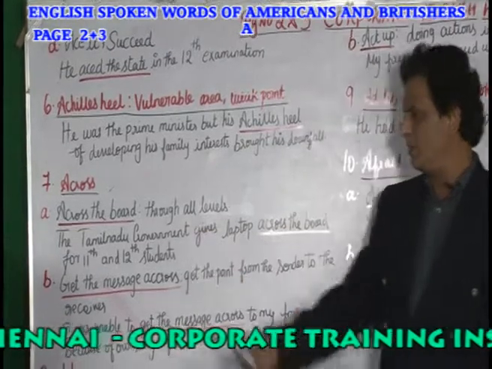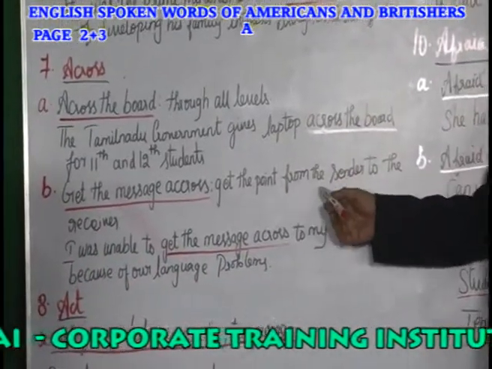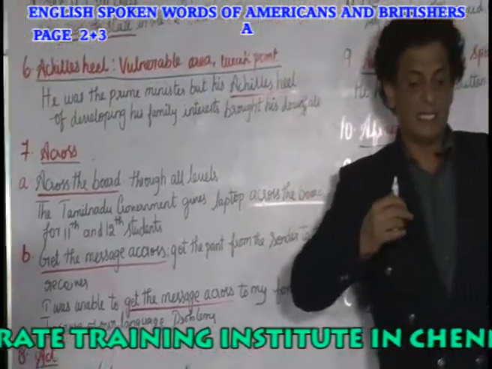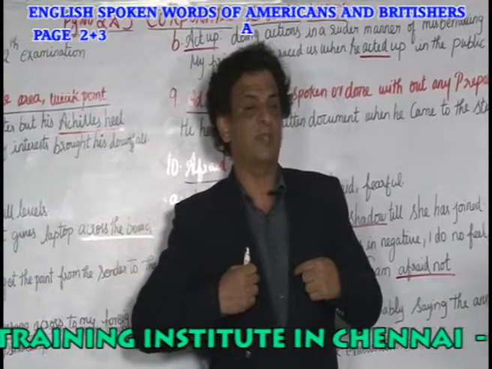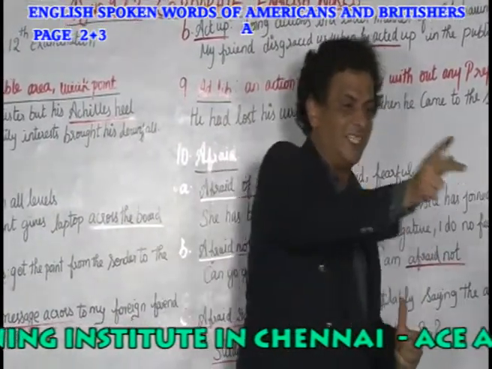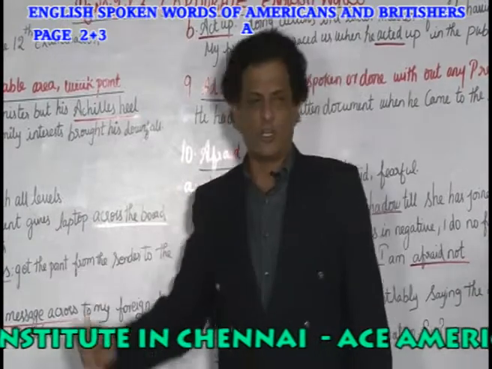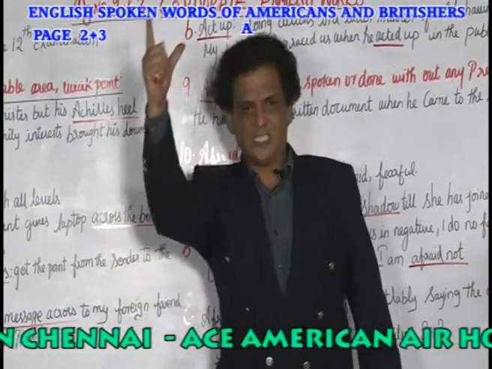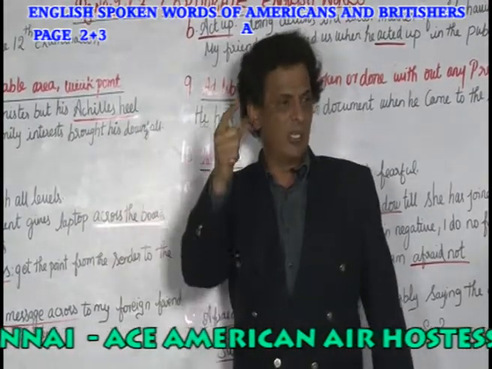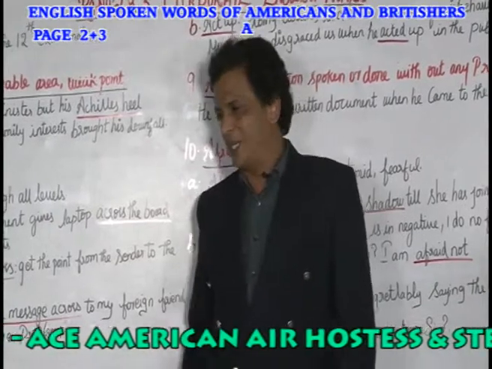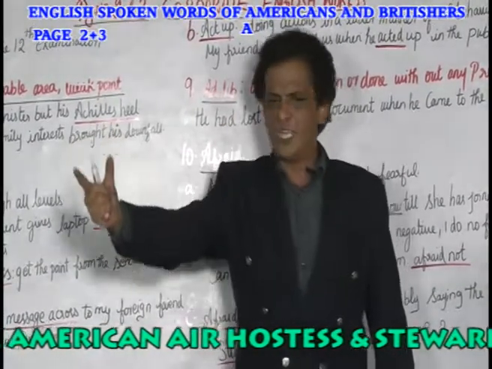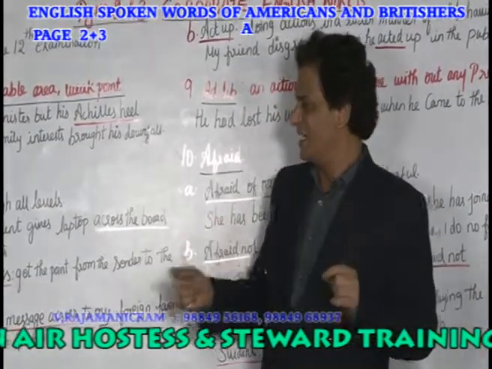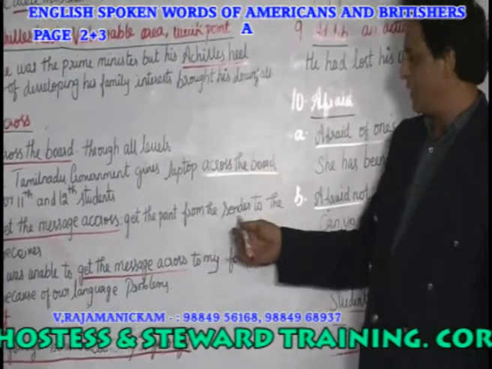Get the message across. What do you mean by get the message across? Get the point from the sender to the receiver. Get the message across means the message which I am giving, I am the sender, you are the receiver, it should be 100% perfect. So get the message across means what? Send the message and make the message 100% reachable, understandable. That is called communication skills. What is communication, man? The sender sends the message, the receiver receives the message 100% without any flaws. That is called get the message across. Get the point from the sender to the receiver.